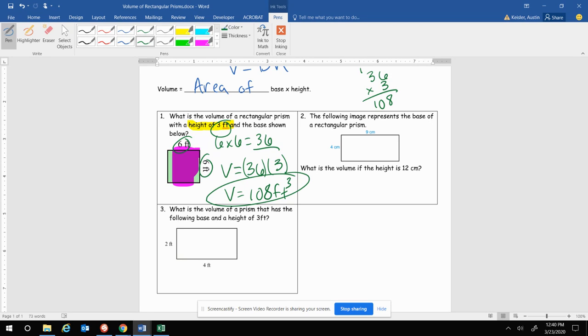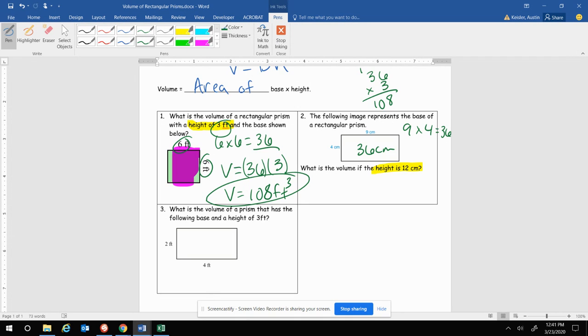We're still just multiplying those three numbers, but this question type is a little different. On the next one, it says the following image represents the base of a rectangular prism. What is the volume if the height is 12 centimeters? So again, I'm going to highlight this because it's giving me my third number down here. I know the height is going to be 12. But to start off with, I'm going to find the area of this base. So I know 9 times 4 is 36. So the area of this is 36 centimeters. That is not our answer. Don't put 36.